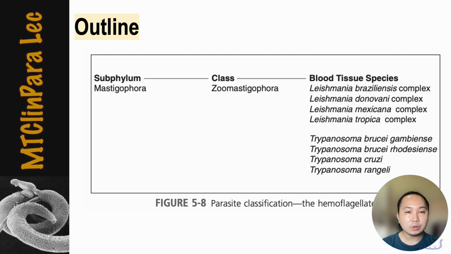So here is the outline of our discussion for this video lecture. We're still under the subphylum Mastigophora, but we will be focusing our attention on the class Zoomastigophora, or the flagellates, specifically the blood and tissue flagellates. Under this, we have two genera that we will be discussing: the Leishmania and the Trypanosoma species.